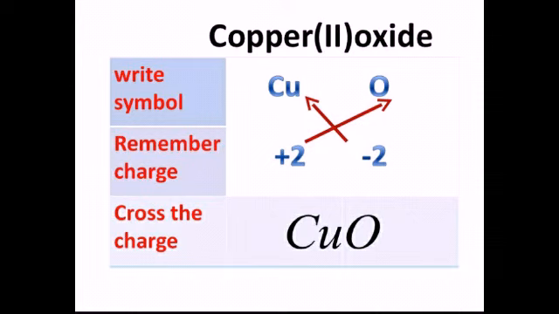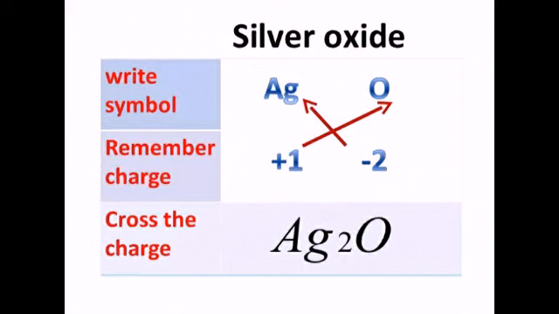Copper 2 oxide. So you have to write the symbol, then you have to write the charges. After writing, you have to crisscross. When you crisscross, the charge of oxygen -2 will go to copper and the charge of copper +2 will go to oxygen. Then you will get CuO. Since both the charges are 2, so we don't write.